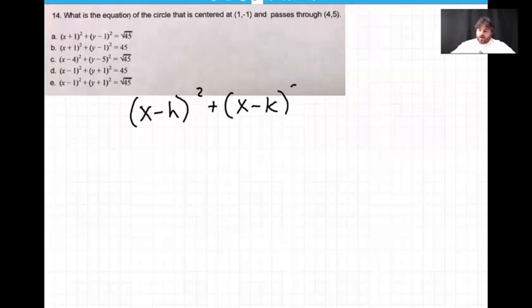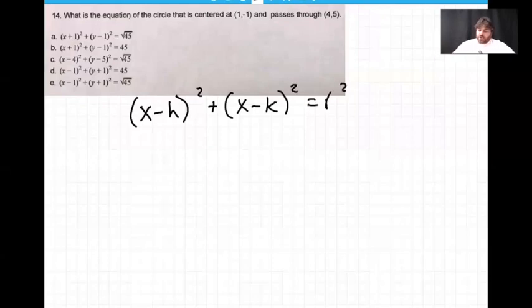All right, what is the equation of the circle that is centered at 1, -1, and passes through 4, 5? All right, so the equation of the circle centered at 1, -1 that passes through 4, 5. Well, remember our formula, x minus h squared plus y minus k squared equals the radius squared. We just plug in what we know.